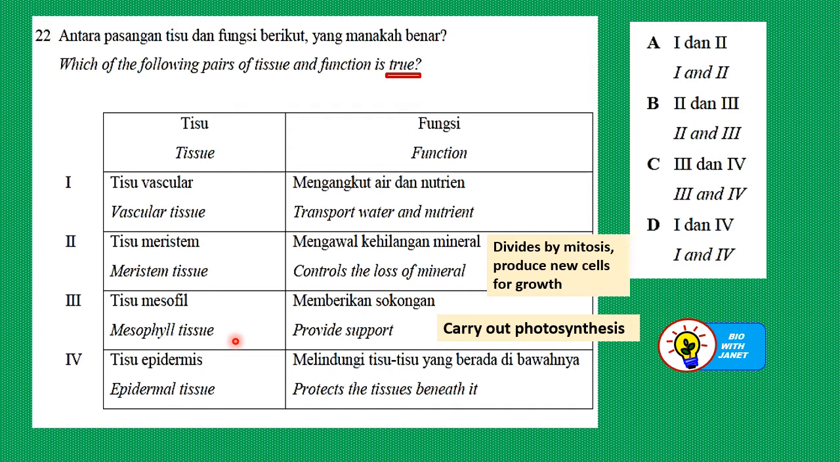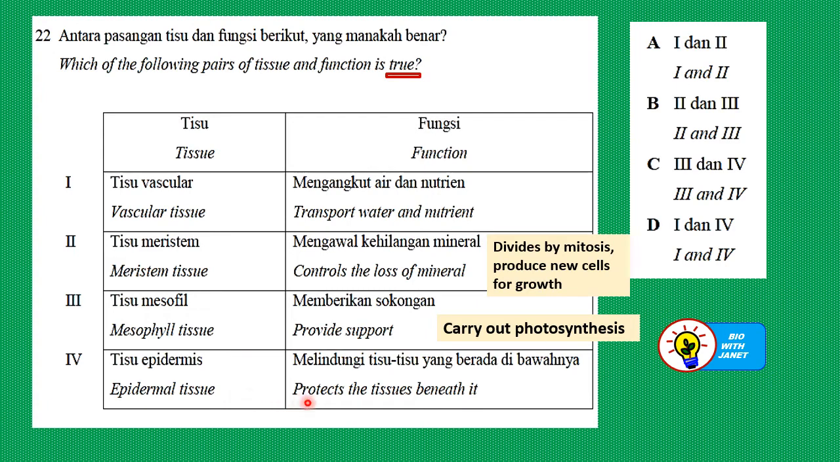Number 3, mesophyll tissue provides support. Wrong. The mesophyll tissue, like the palisade mesophyll tissue and the spongy mesophyll tissue in the leaves of the plant, helps to carry out photosynthesis and produce the organic food substances for the plants. They carry out photosynthesis, so this is out.